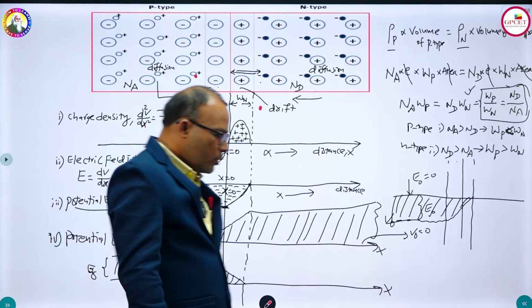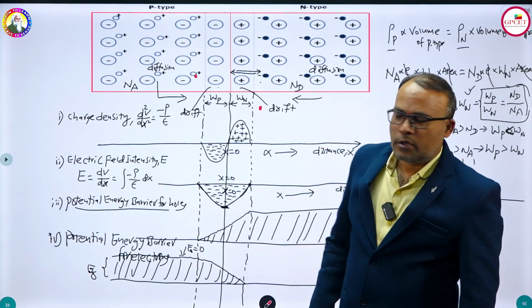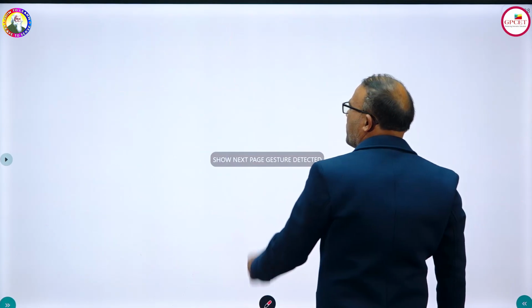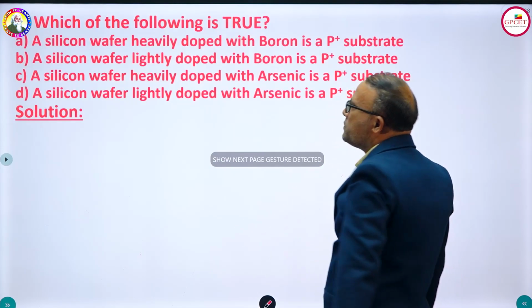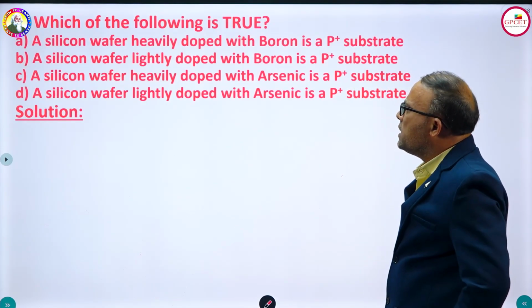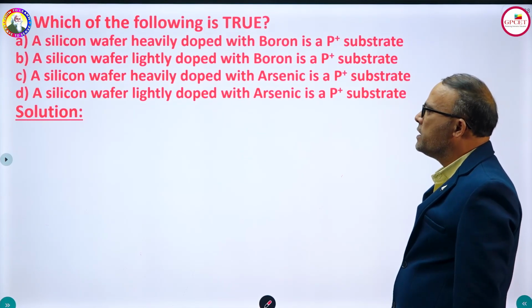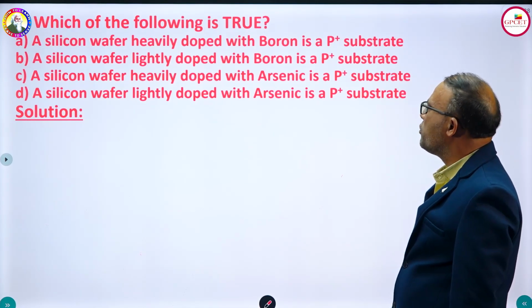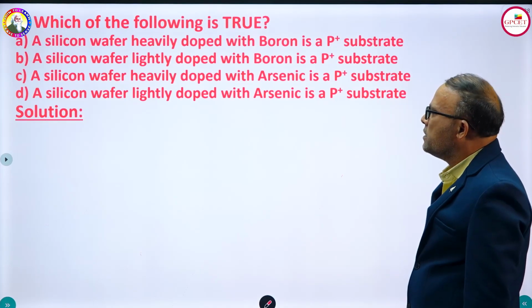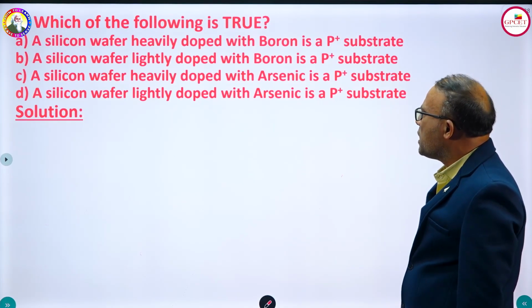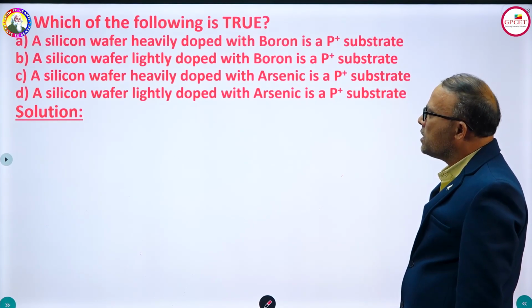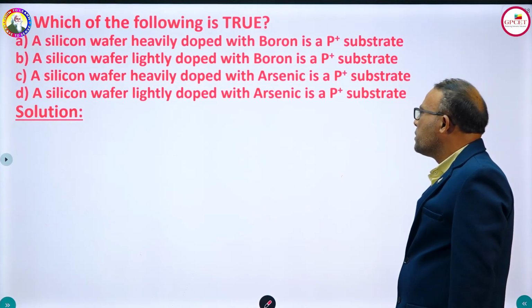Let us solve some problems here which come under competitive exams. First one, which of the following is true? A silicon wafer heavily doped with boron is a P plus substrate. A silicon wafer lightly doped with boron is a P plus substrate. A silicon wafer heavily doped with arsenic is a P plus substrate. A silicon wafer lightly doped with arsenic is a P plus substrate.